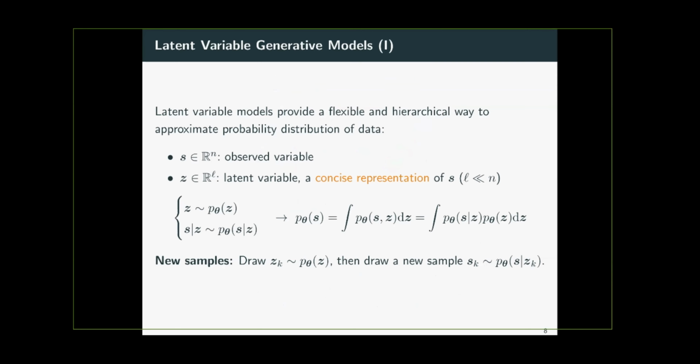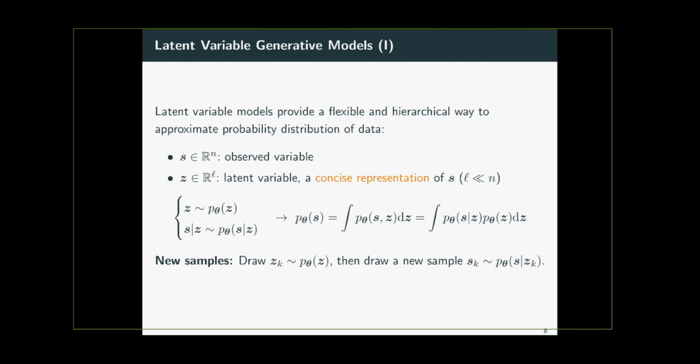So in our case, we are going to be using latent variable generative models. This means that we have an observed variable, our speech signal S, and there's going to be a latent variable Z, which is supposed to be a concise representation of S. Concise in the sense that the dimension of Z is much smaller than the dimension of S.